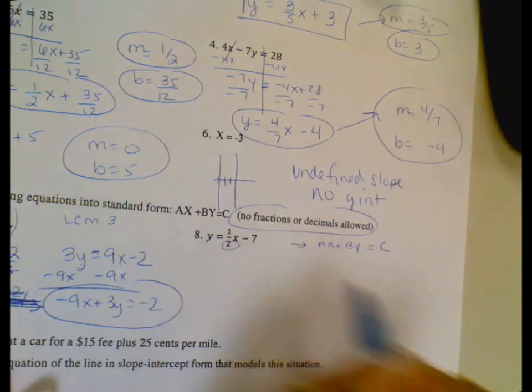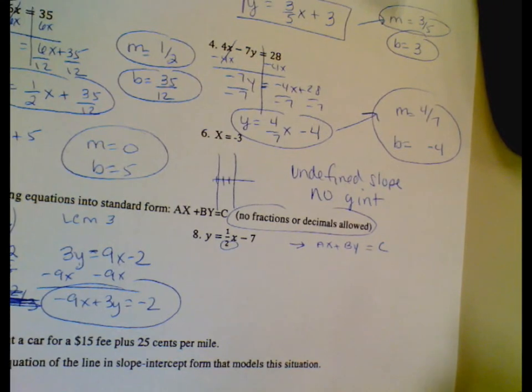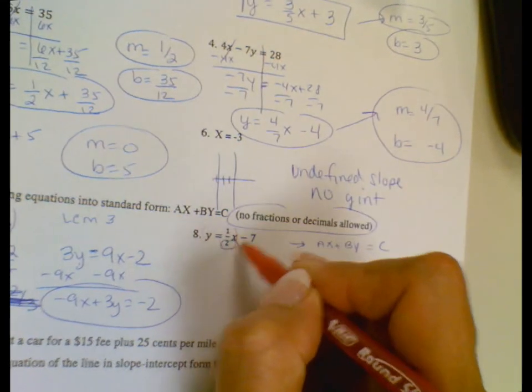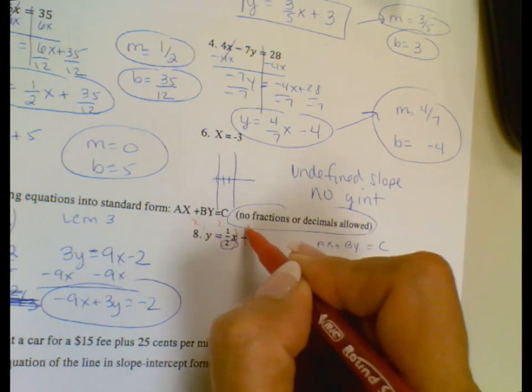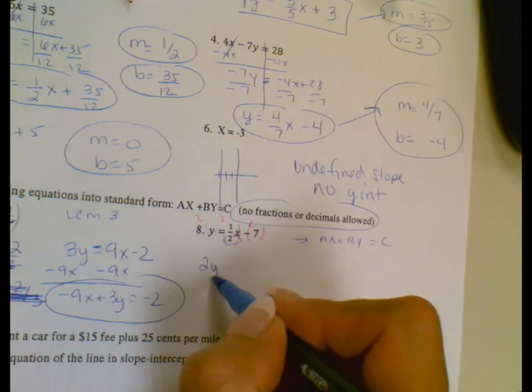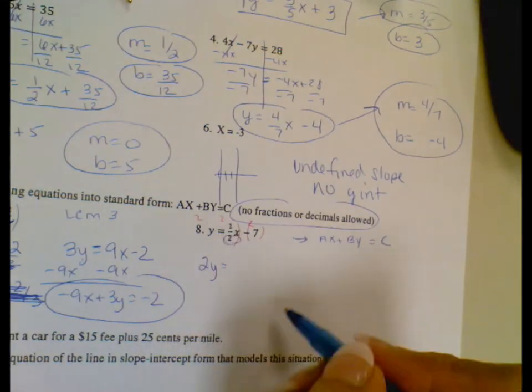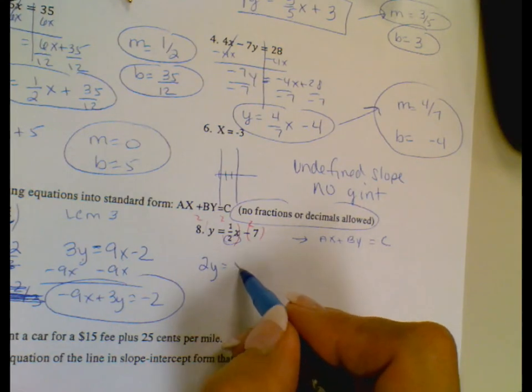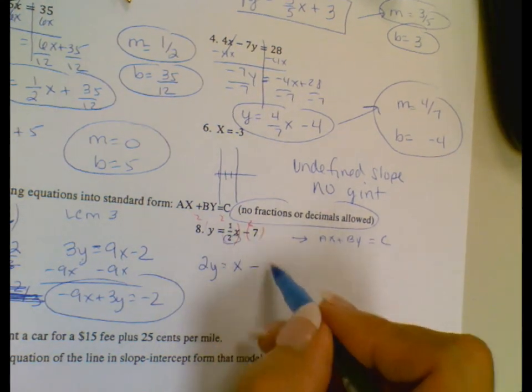How do I get rid of this 2? What's the LCD? Are you saying 2? If you are, you're right. Let's multiply everything by 2. In other words, you're doubling each term. So if you double y, you get 2y. What's 1/2 of 2? Did you say 1? You're right. 2 times 7 is 14.